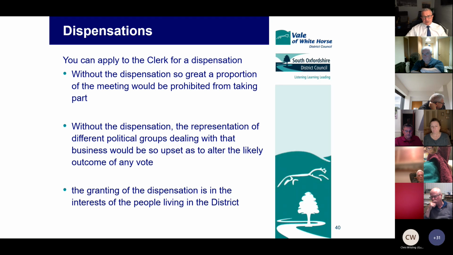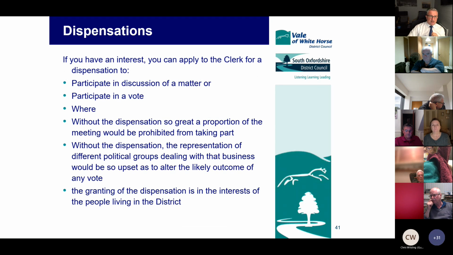Generally, what you do is you would consider the business and speak to the clerk. So a dispensation will entitle you to participate in a discussion on a matter involving a DPI. Obviously, you are entitled to comment on other interests and non-registrable interests. And as I say, the criteria are there.